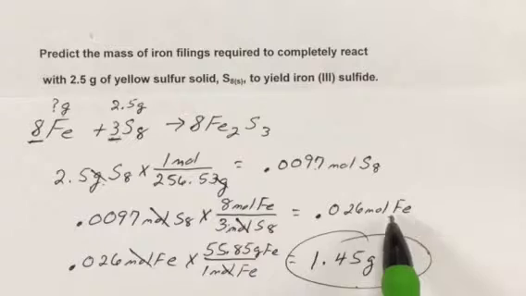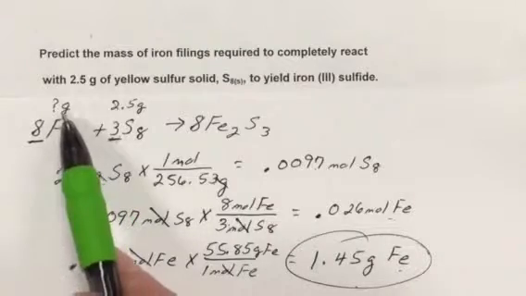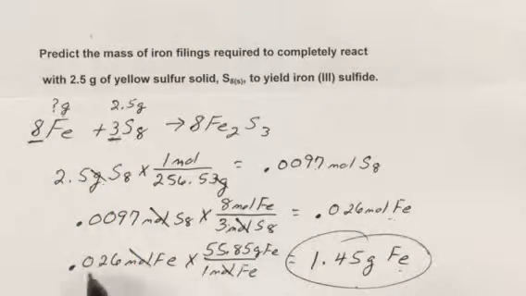We do the math, 0.0097 times 8 divided by 3 gives us moles of iron, 0.026 moles of iron. Now we're going to convert those moles of iron into grams of iron, which is what the question asked for. We're going to take the 0.026 moles, multiply it by the molar mass of iron, which we got off of the periodic table, and that gives us our final answer of 1.45 grams of iron.